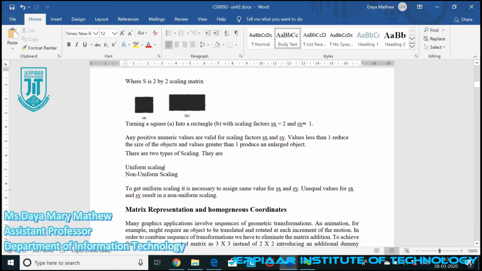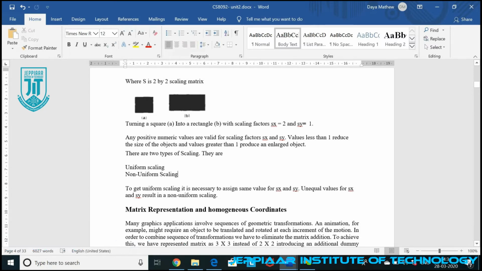Now there are two types of scaling: one is uniform scaling and the other is non-uniform scaling. In uniform scaling, Sx and Sy will be equal, that is, the scaling factors will be equal. In non-uniform scaling, the scaling factors will not be equal, that is, Sx will not be equal to Sy.